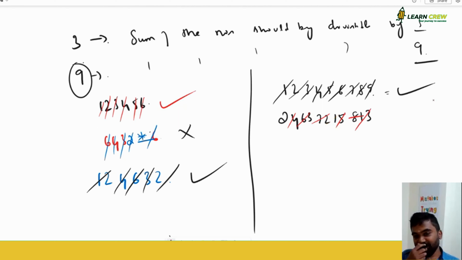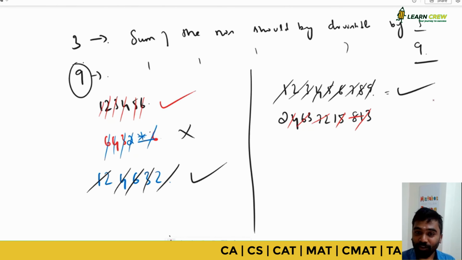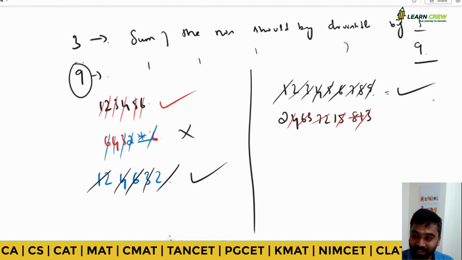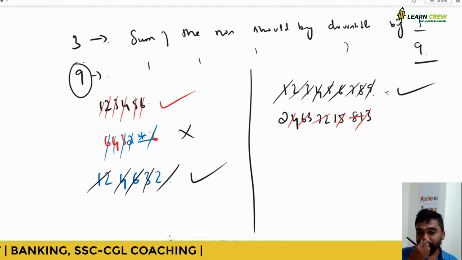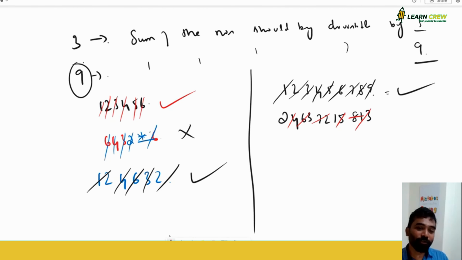So a number which is divisible by 3 need not be divisible by 9. But a number which is divisible by 9 will be divisible by 3. Because obviously 3 and 3 square, that is 9. So obviously that number also should be divisible by 3. Clear? So now if there is a question asking if the number is divisible by 9, will it be divisible by 3 or no? Answer is yes, it will be divisible. Fine. Clear? Online? Any doubts?